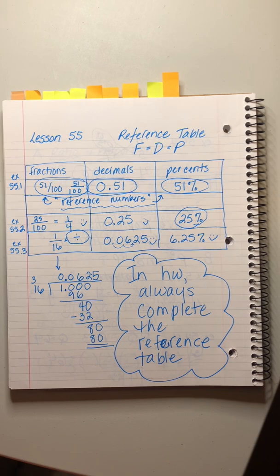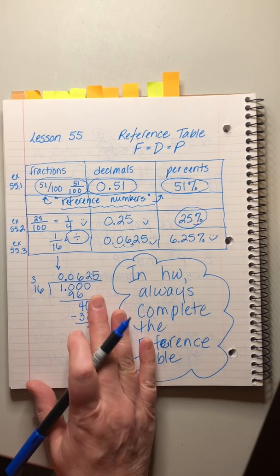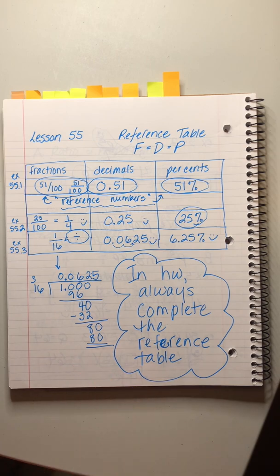Okay, that is lesson 55. I guarantee you I'll be asking a review problem about this because it's super, super, super duper important.